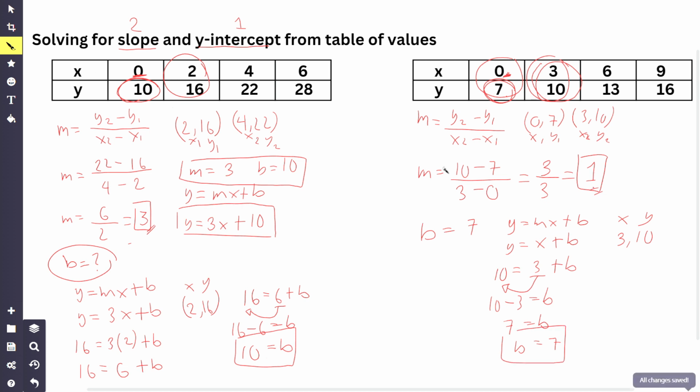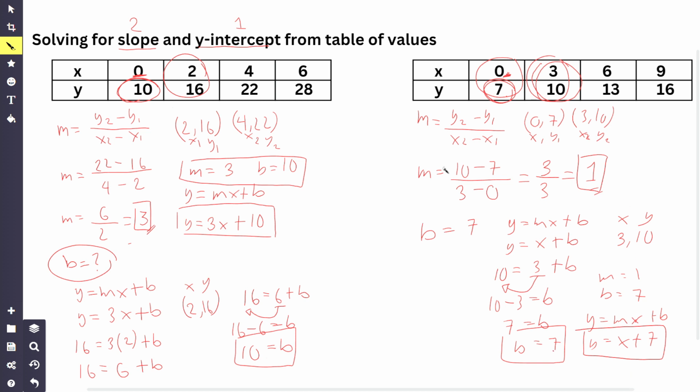So this is our m, 1. So m equals 1, and then b equals 7. If you're asked, what is the equation? The equation would be, again, y equals mx plus b, right? The format, mx plus b. What's the value of m? 1. Instead of writing 1x, I will just write x plus b. Our b is 7, so it's going to be x plus 7. That's it.